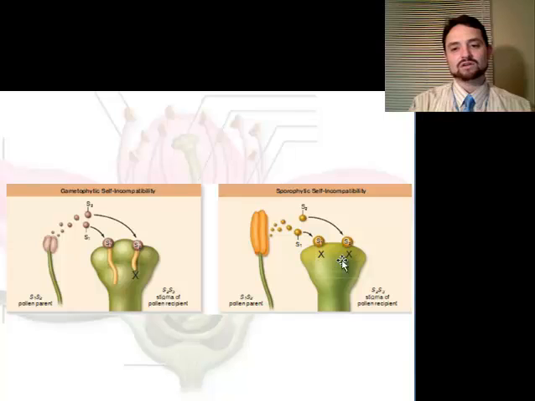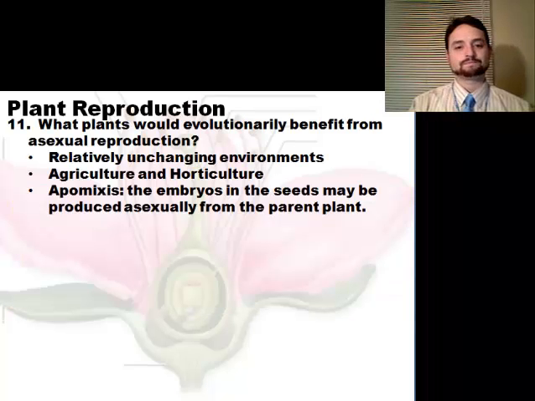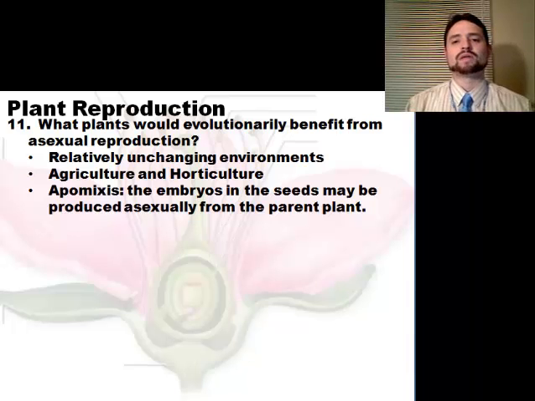In this case here, you've got self-incompatibility where neither one of these is going to make it because they're both incompatible. So that's an adaptation to keep self-pollination from happening. Last thing here is what plants would evolutionarily benefit from asexual reproduction. Relatively unchanging environments. Agriculture and horticulture, that's something that we use a lot there.